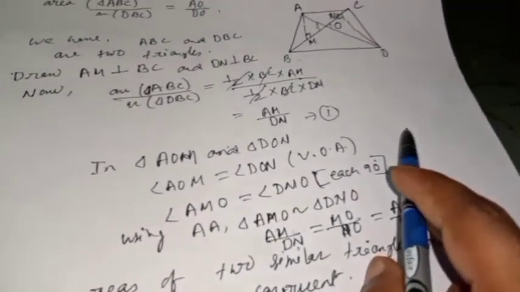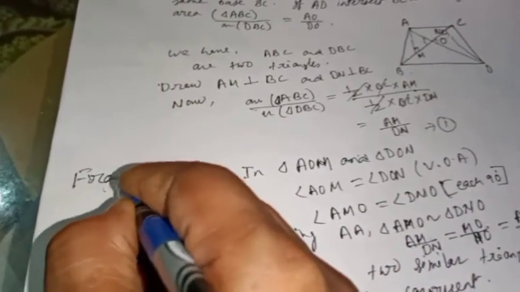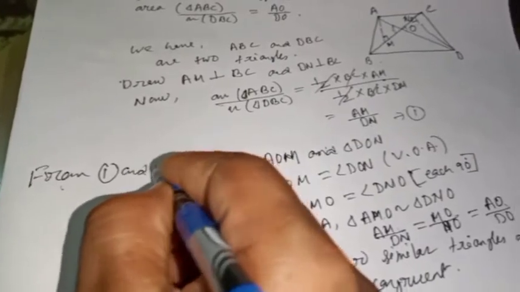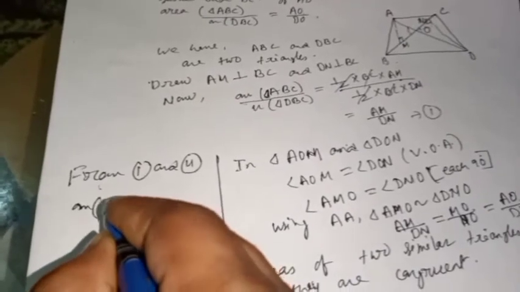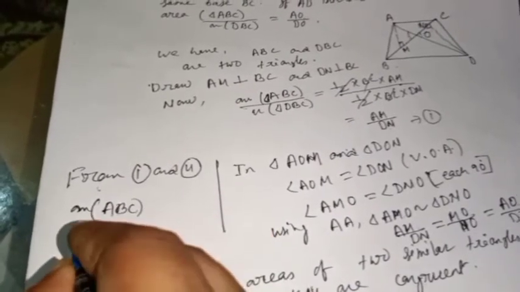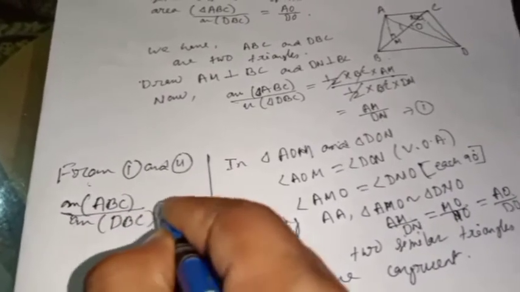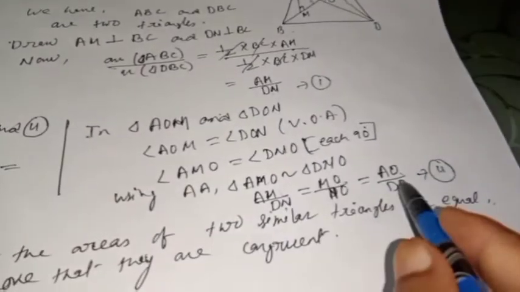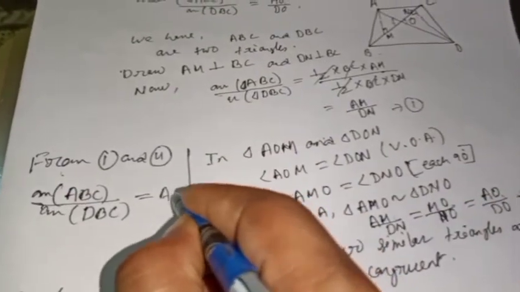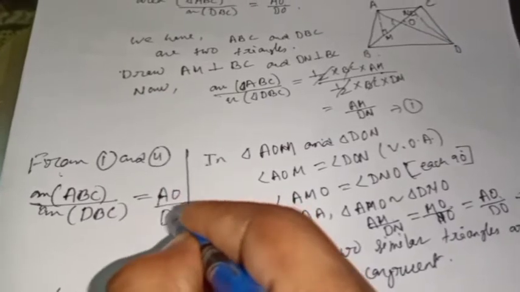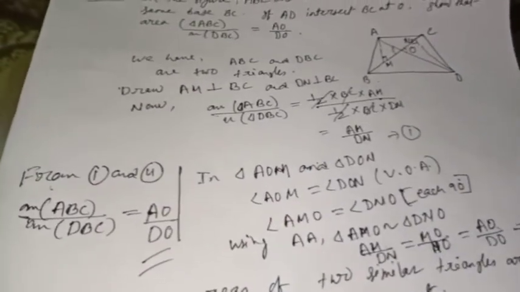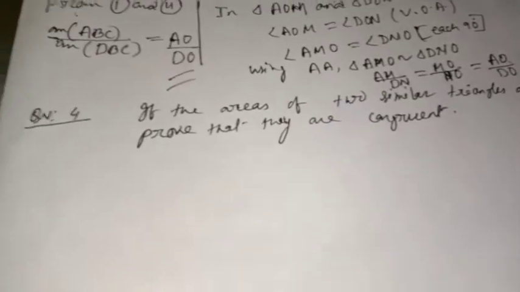There is no place on the right hand side, so I am writing on this side. You write continuously, okay? Then from 1 and 2, what will we get? Area of ABC by area of DBC is equal to, just replace AM by DN by AO by DO. AO by DO. Proved. Okay. Next.